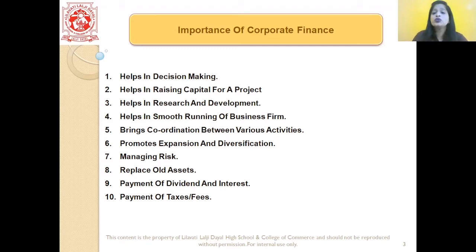So with this, students, we've completed the first answer, that is importance of corporate finance. Let's have a quick recap. First, it helps in decision making. Second, it helps in raising capital for a project. Third, helps in R&D, research and development. Fourth, helps in smooth running of the business. Fifth, it brings coordination between various activities. Sixth, it promotes expansion and diversification. Seventh, managing risk. Eighth, replacing old assets. Ninth, payment of dividend and interest. And tenth, payment of taxes.